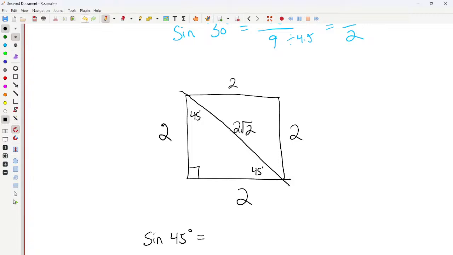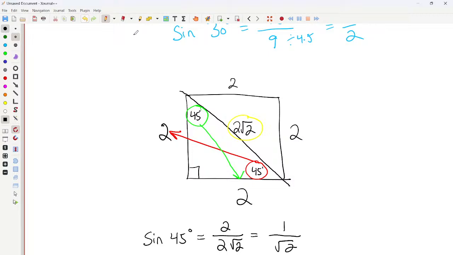So the sine of 45 is, here's an acute angle. This is opposite it. By the way, if you said, well, why didn't you go to that one? You would have still got the same thing. You would have got 2 on top of your hypotenuse value, 2 root 2, which is 1 over root 2 when you cross out your 2's.